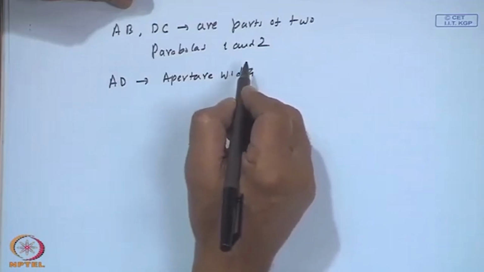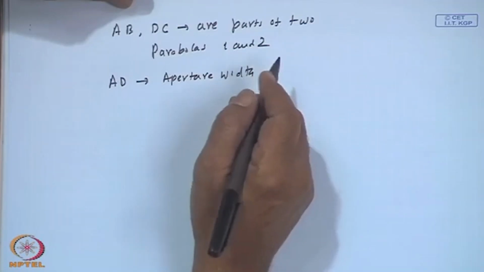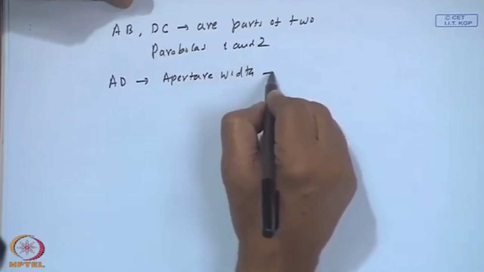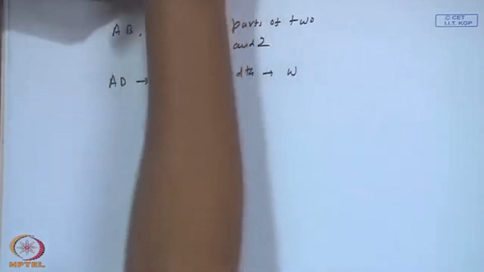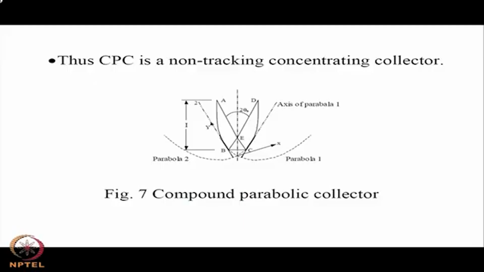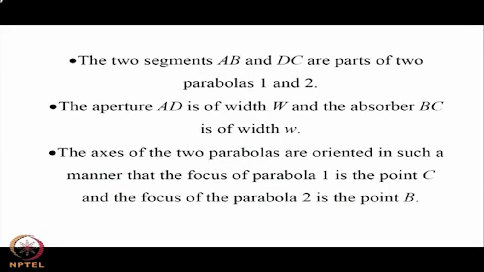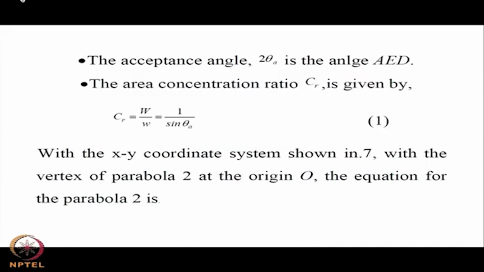Can you show the figure 7 of width W? You can refer to the figure. Then the axes of the parabolas are oriented in such a manner that the focus of parabola 1 is the point C and the focus of parabola 2 is the point B, which we have already mentioned. And the angle is theta A to theta A, which we have said.